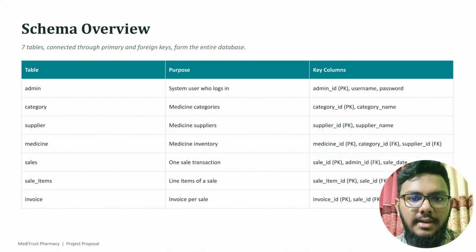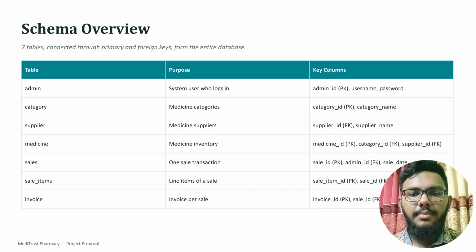The first table is admin. It stores the login information of the system administrator, such as the username and password. The second table is category. It stores different medicine categories like antibiotics, painkillers, vitamins, and so on. The third table is supplier. It stores supplier information, which helps us know where the medicines come from.